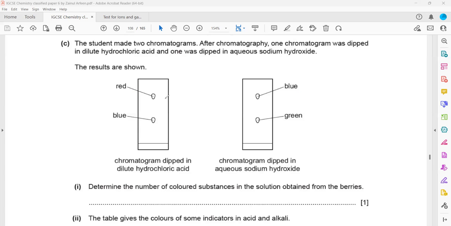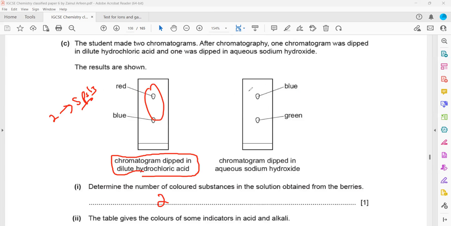Yeah, there will be something left on the baseline, so that shows insoluble. Look, first when we dip in hydrochloric acid, how many spots do we see? We see two spots. So the number of spots shows how many colored substances there are. How many spots? Two spots. So that's why two colors.